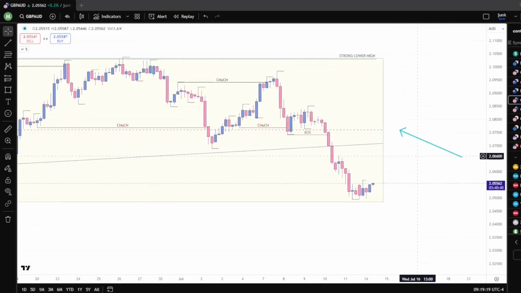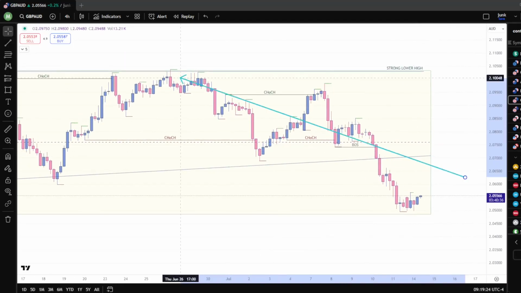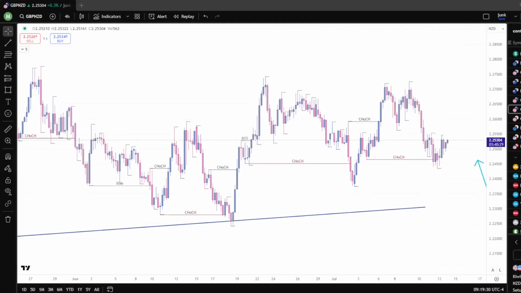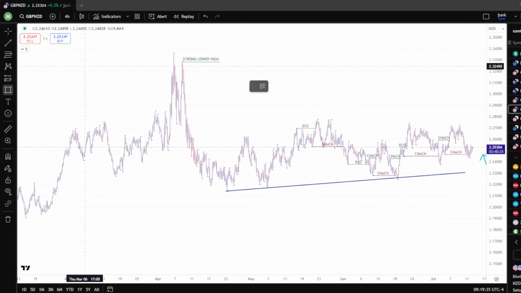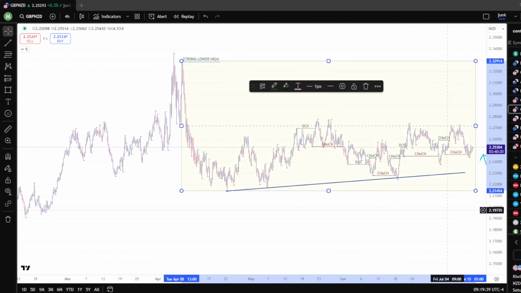So congratulations to anybody that caught this. Been looking at this for weeks, but these cross pairs tended to just consolidate for a while. GBP NZD, not as bearish as GBP AUD. Let's go map out the current range. So overall range, and it's continued to consolidate.